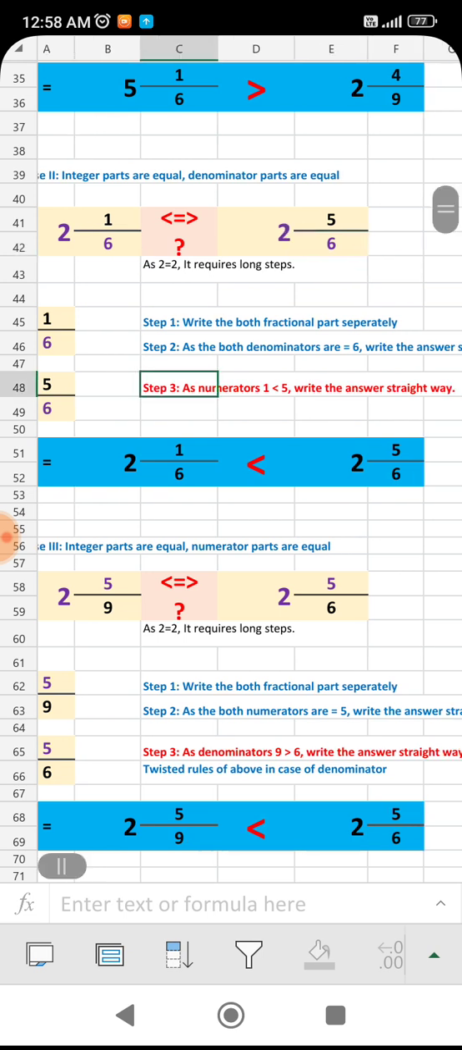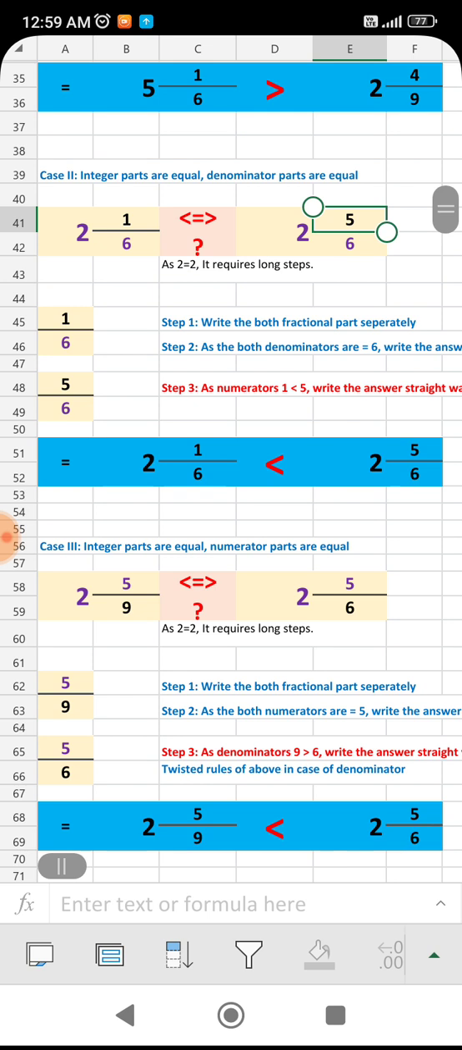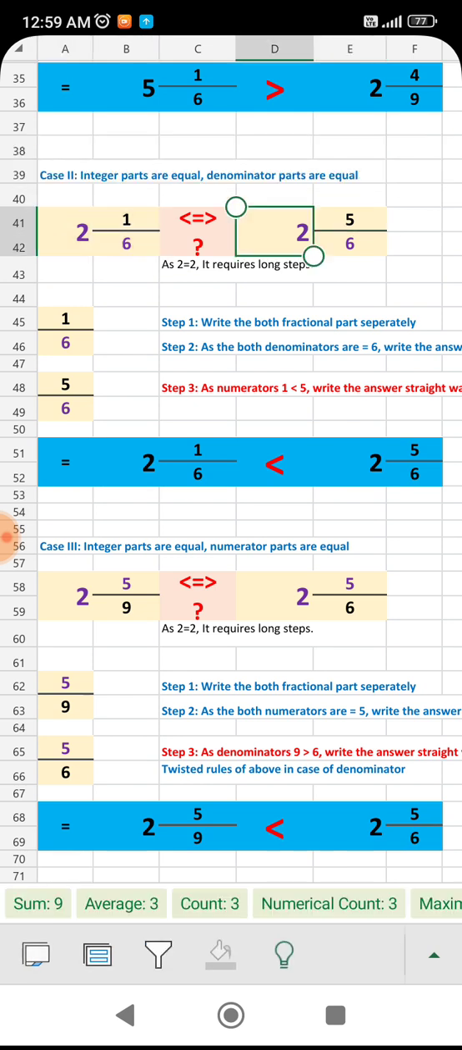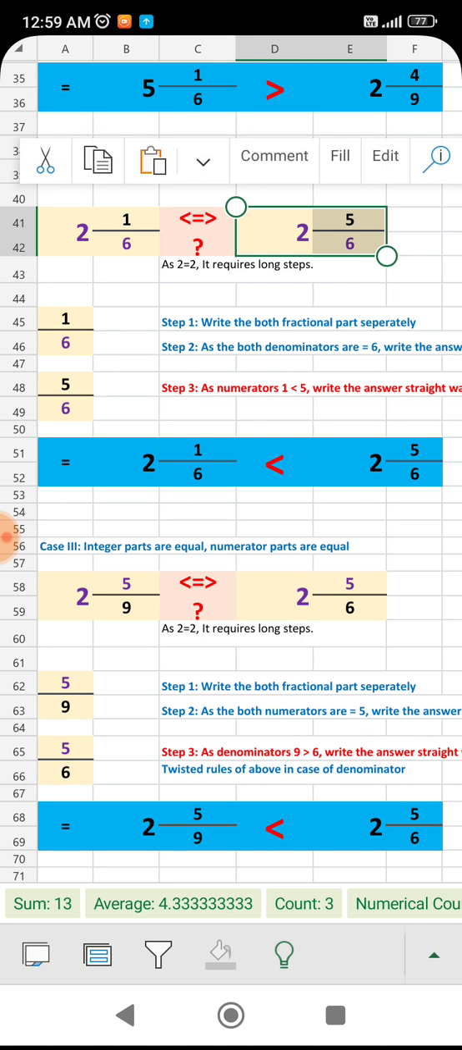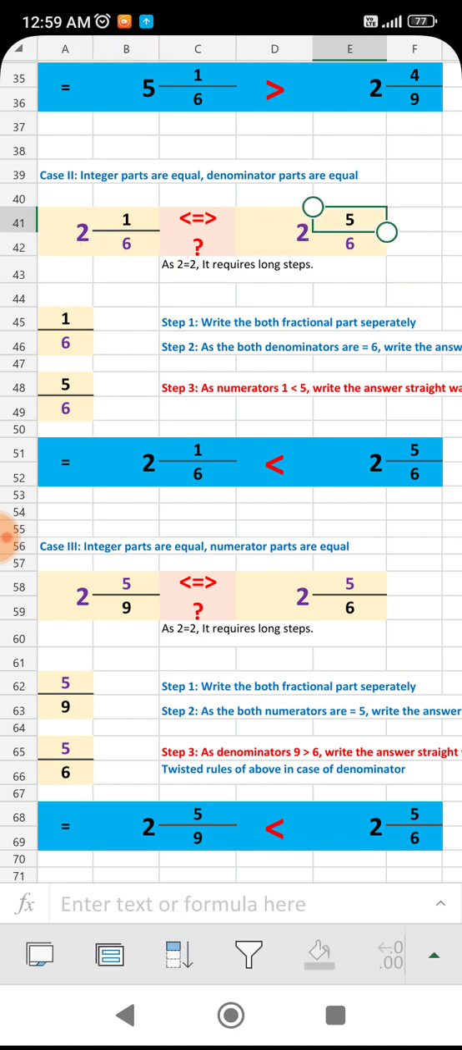So, now the numerator here is 1, here the numerator is 5. 1 is less than 5. Yes, so this number is less than this number. Don't need to calculate anything else. Just write the answer instantly within 5 seconds. Denominator part equal, integer part equal, only difference in numerator. Whichever is smaller, that number is smaller.